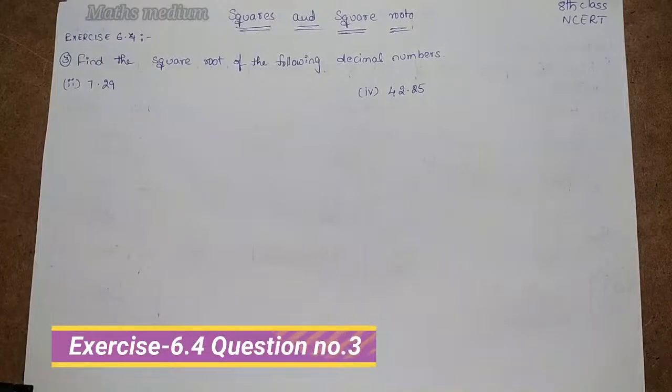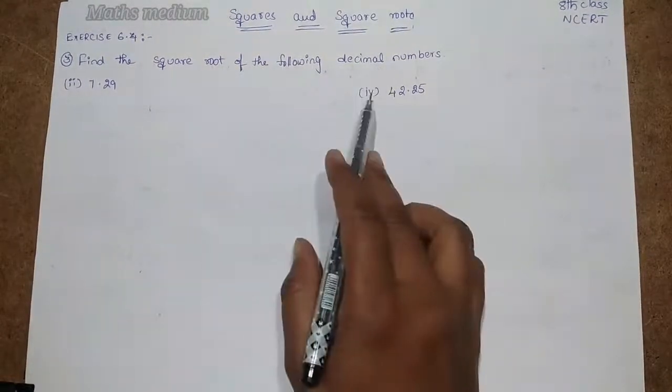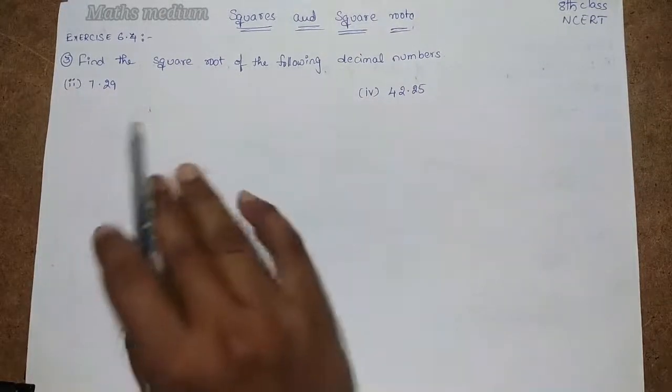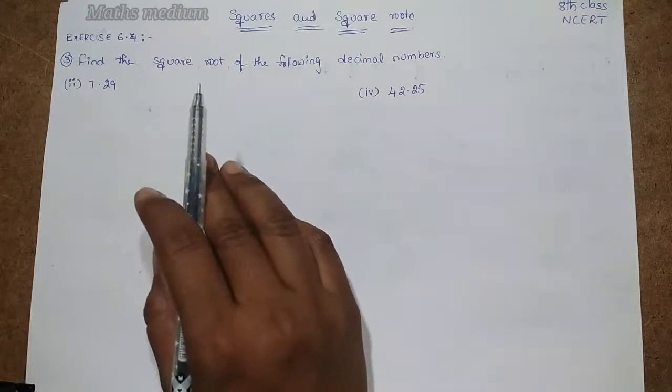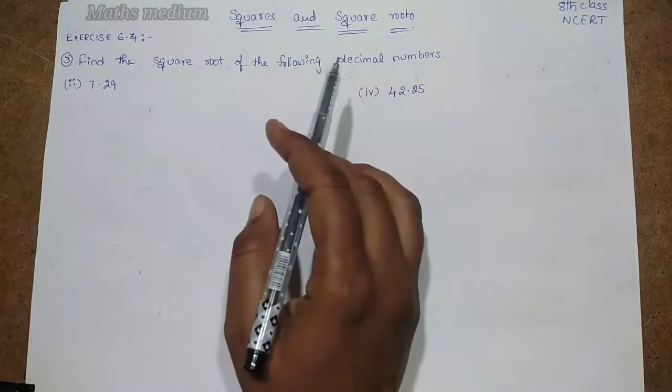Hi, hello, welcome to Mathsmedium. Today I came with exercise 6.4 from the Squares and Square Roots, 8th class NCERT. Question number 3. Find the square root of the following decimals. These are the questions I took randomly for finding the square root of decimal numbers. In earlier sessions, I already explained how to find a square root for decimal numbers. Check the description box for that link.